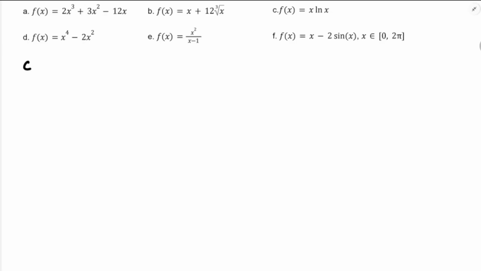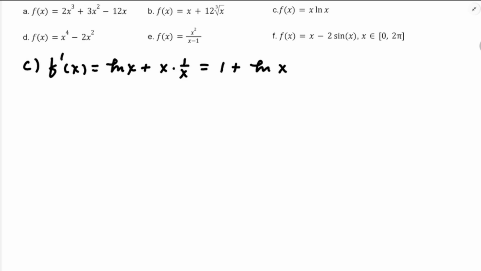For C, f equals x log x. So I'm going to take the derivative using the product rule. Derivative of x is 1. Need to leave natural log x the same. Then leave the x the same and take the derivative of the natural log. And so that's going to be, I'm going to write the 1 first so I don't get confused with the argument of the log. So that's 1 plus log x.